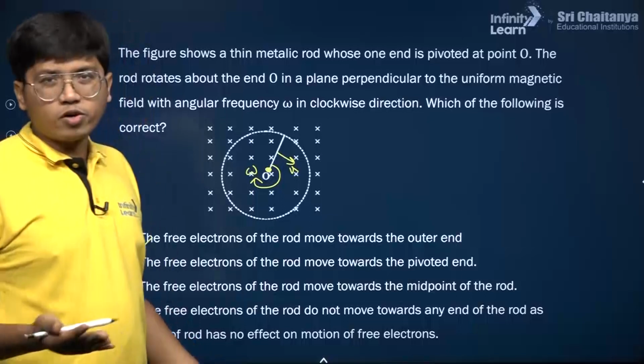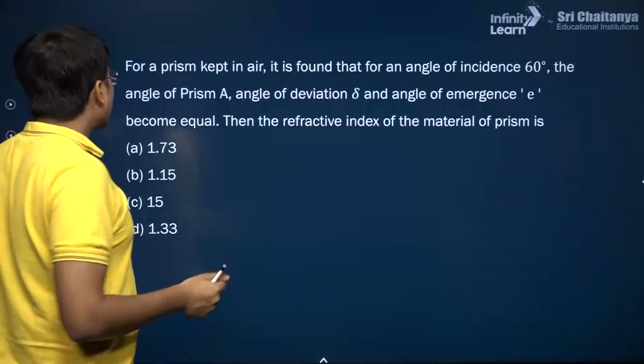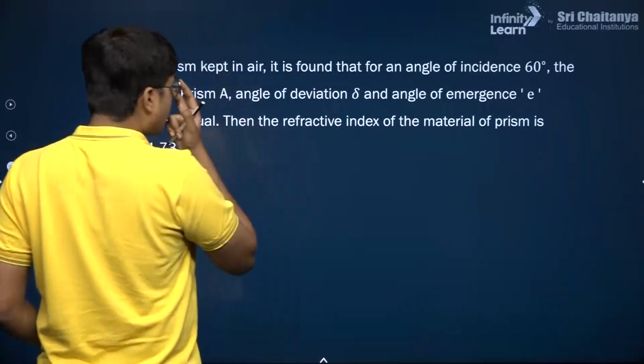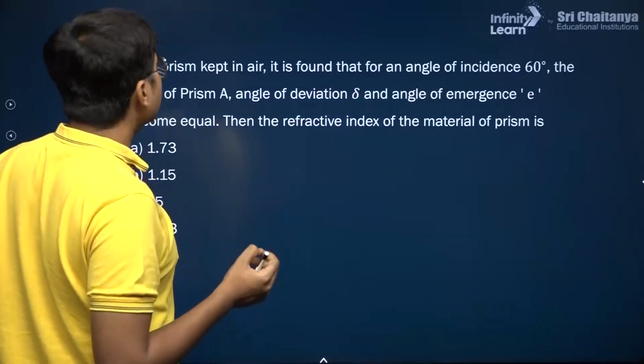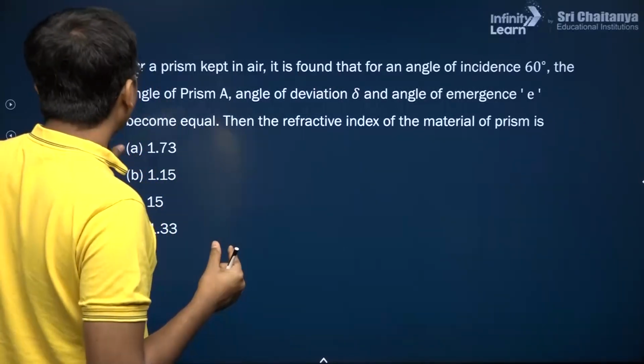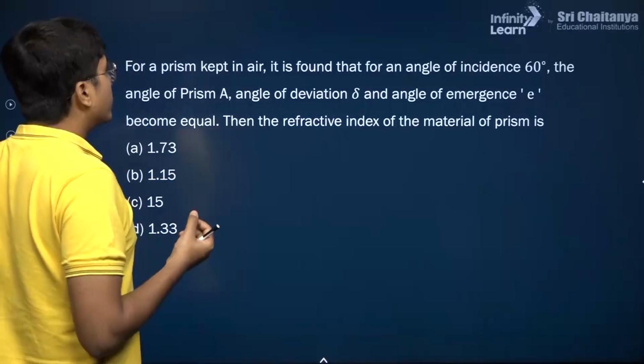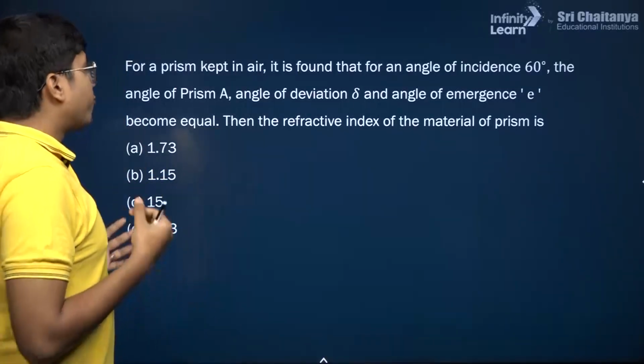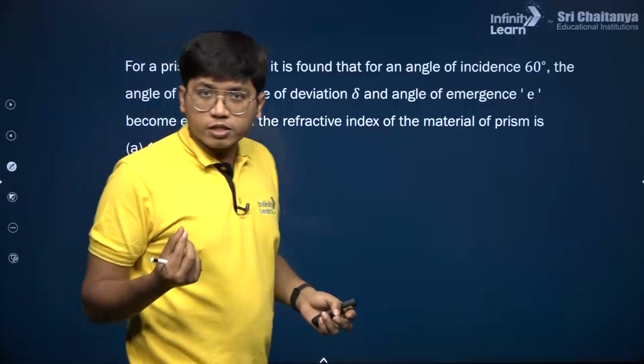Okay, just use your right hand thumb rule here. Next one, it says for a prism kept in air, it is found that for an angle of incidence, the angle of prism A, angle of deviation delta, and angle of emergence E become equal, then the refractive index of the material of the prism is.